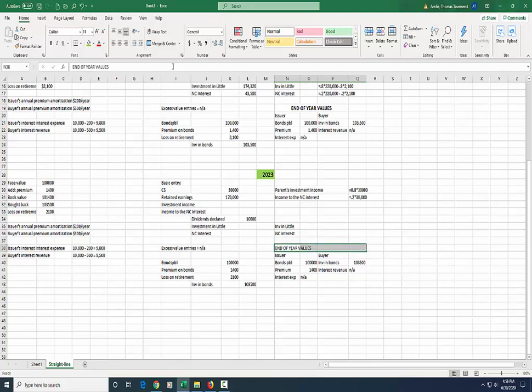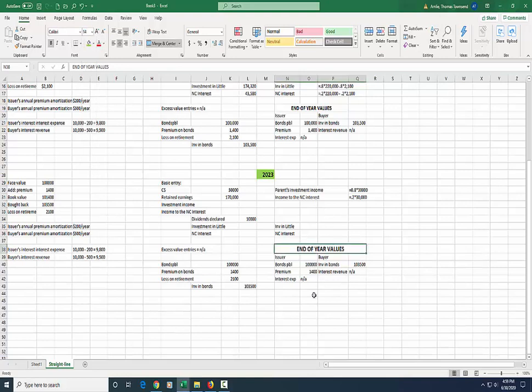First, let's go ahead and update our shopping list of what account values there are at the end of the year related to these bonds. Bonds payable still $100,000. The premium, again, the issuer is amortizing the premium at the rate of $200 per year. So that premium last year was $1,400, now it's $1,200.